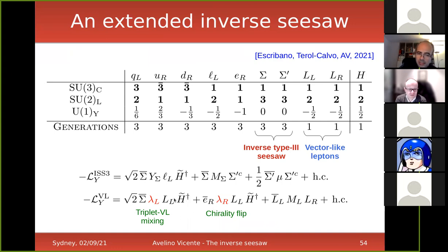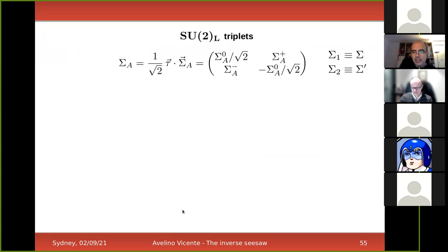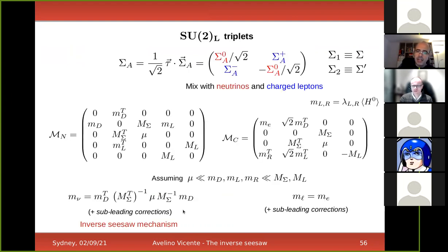And also you should know that these vector-like fermions, vector-like leptons, which are taken as doublets of the standard model gauge symmetry, actually have a mixing with the elements of the triplets after symmetry breaking due to this Yukawa coupling here. So this is how the triplets look like. You can write them in this standard notation. And then after symmetry breaking, as I said, they mix with the elements in the vector-like leptons, and also, as usual in the type 3 seesaw, they mix with the elements in the standard model lepton doublet. So you end up with large mass matrices, as you can see here.